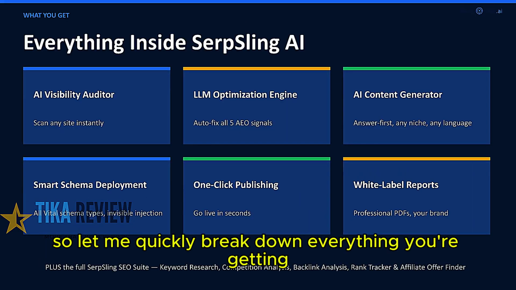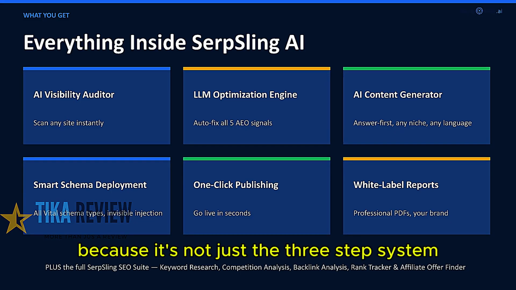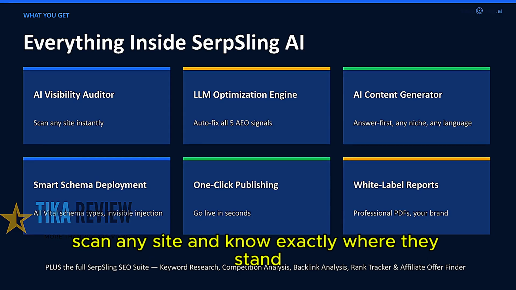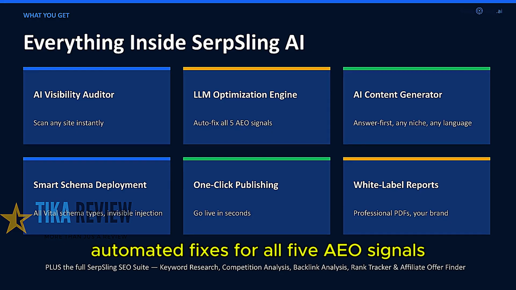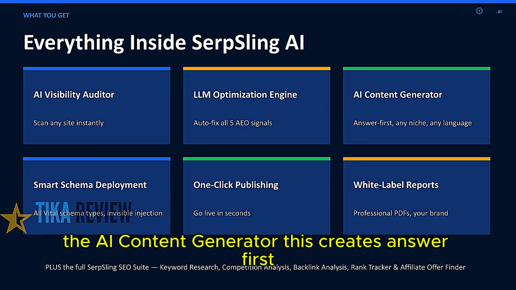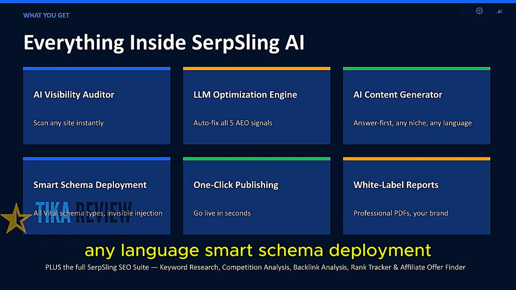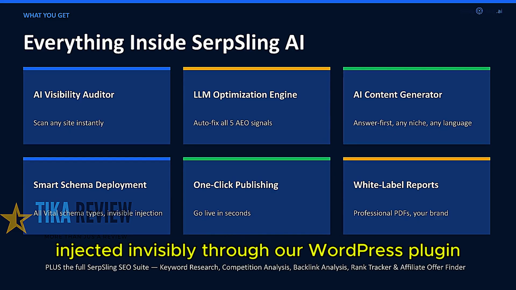So let me quickly break down everything you're getting inside your SerpSling AI account. Because it's not just the three-step system, you're also getting the AI Visibility Auditor, scan any site and know exactly where they stand. The full LLM optimization engine, automated fixes for all 5 AEO signals. The AI Content Generator, this creates answer first, AI optimized content in any niche, any language. Smart Schema Deployment. This comes with all the most vital pre-built schema types, injected invisibly through our WordPress plugin.